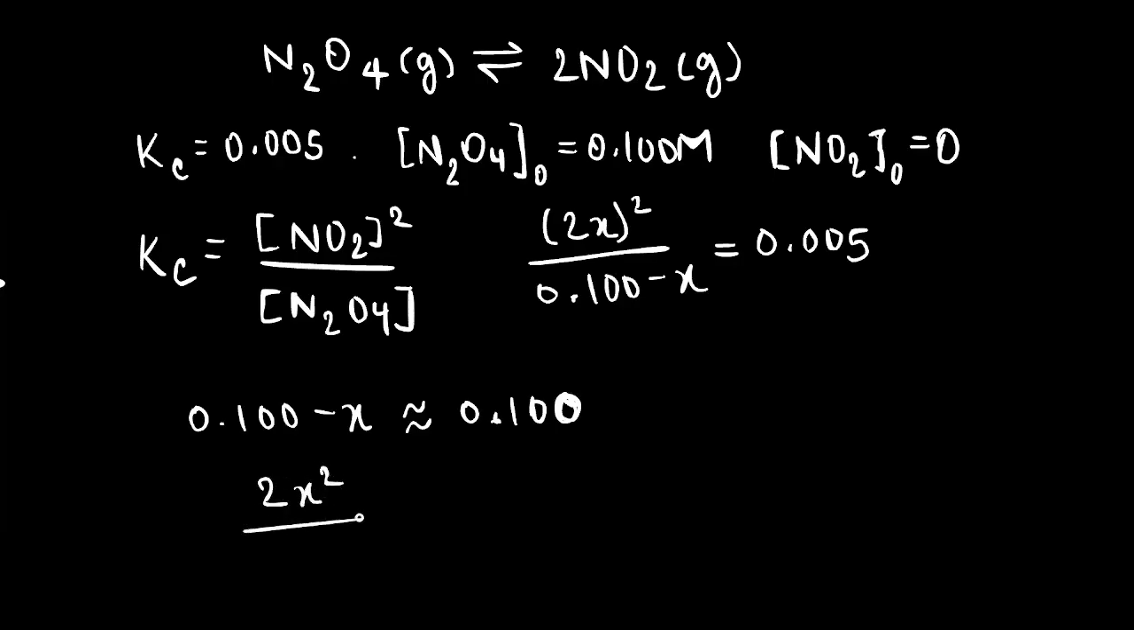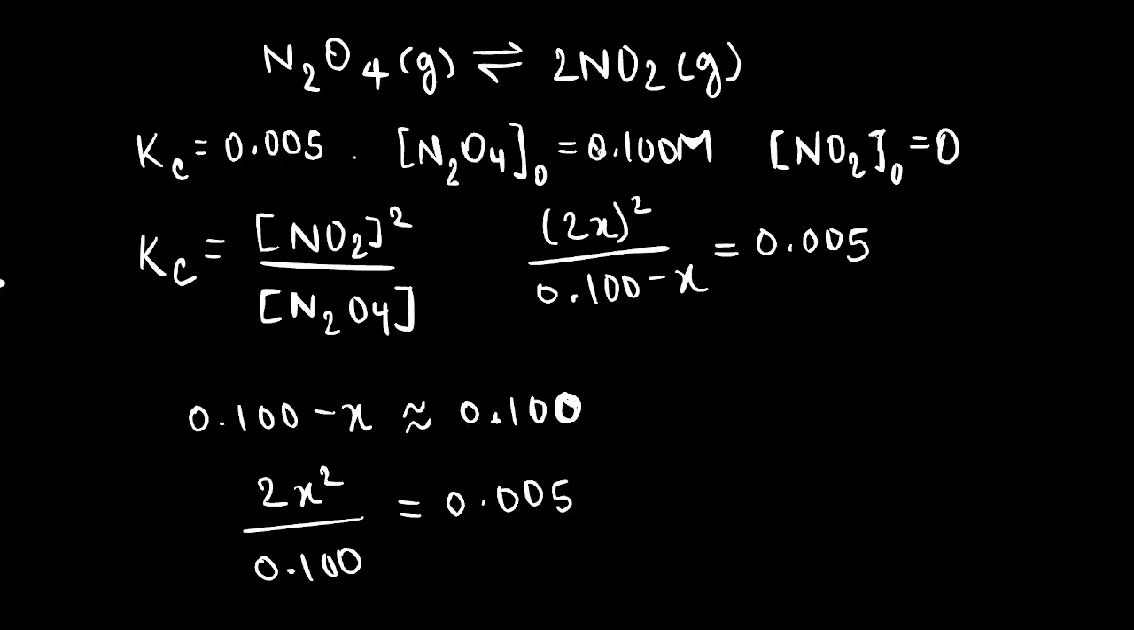2x squared divided by 0.100, right? Because 0.100 minus x is approximately just 0.100, because our x value here is so small, seeing as this reaction has not proceeded to a significant extent in the forward direction. And so now this is equal to our 0.005. And now what we're left with is a very simple algebra problem. So all we have to do then is solve for x.